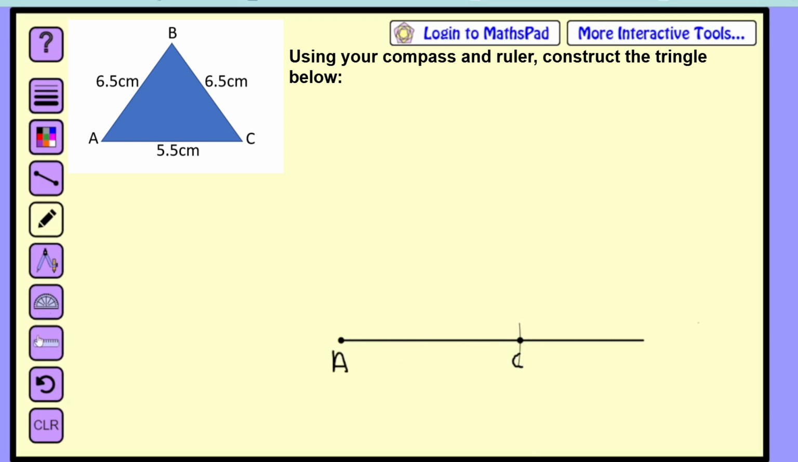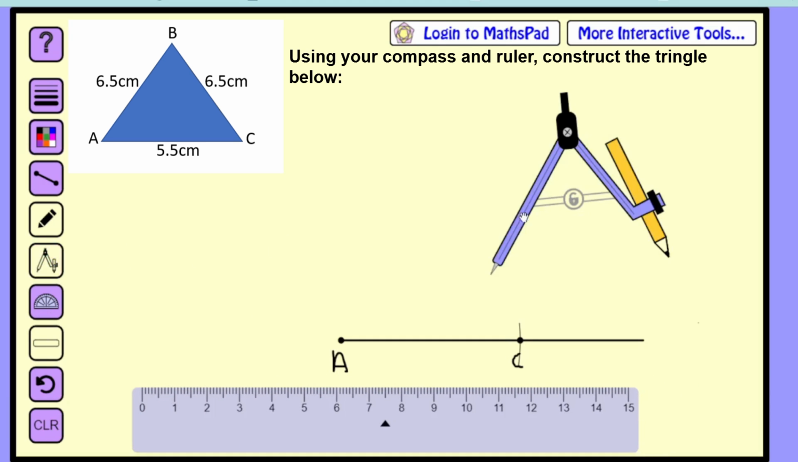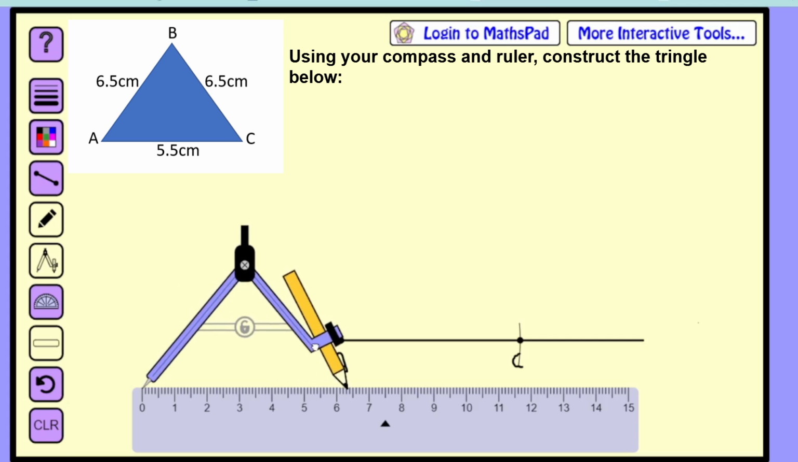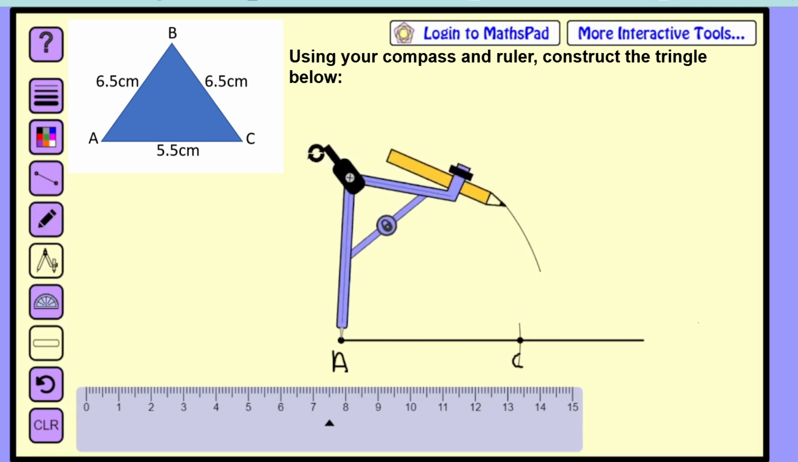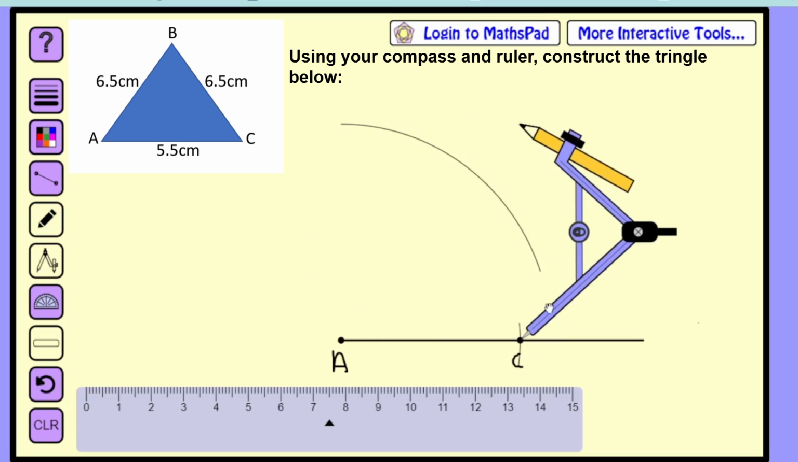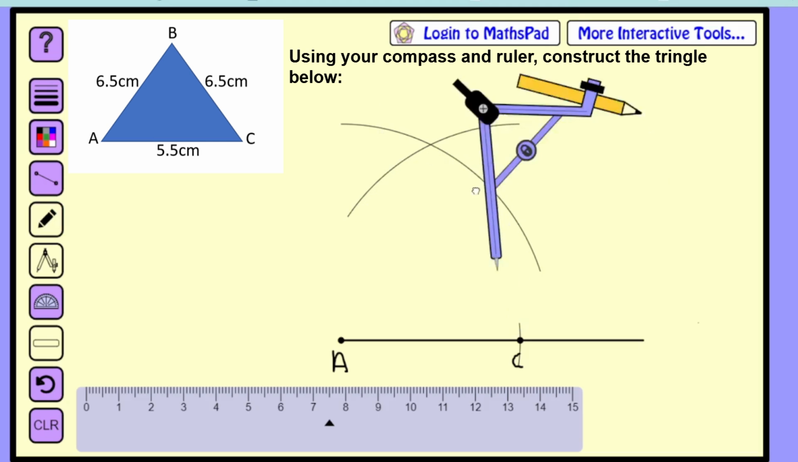Good. So now again, we're going to take our ruler and our compass. We're going to open our compass to our second desired length, which is 6.5. And then from point A, we're going to go ahead and swing our arc. So swing our arc above. And the next measurement is the same, 6.5. So we're just going from C and swing an arc to cut our previously drawn arc.